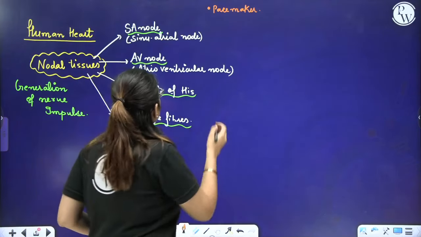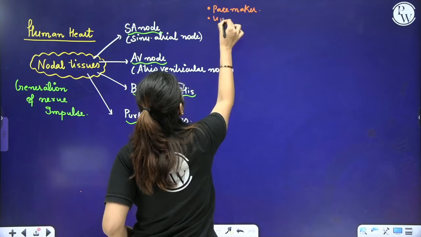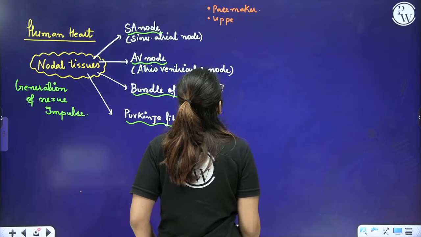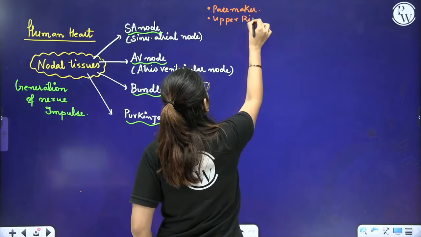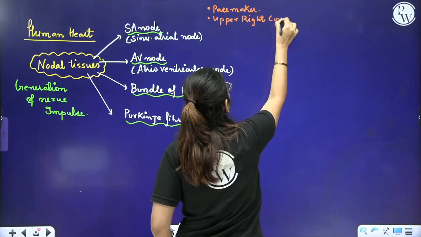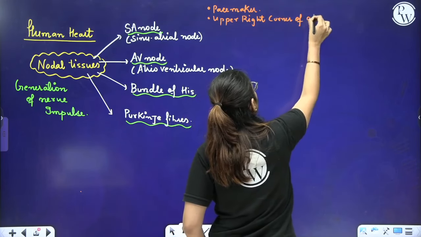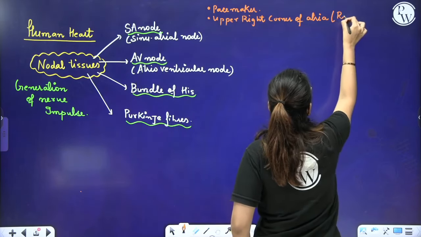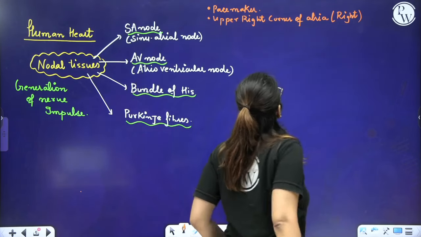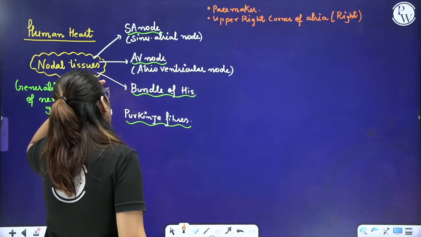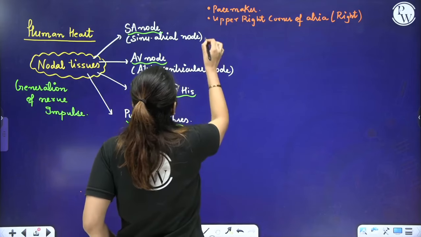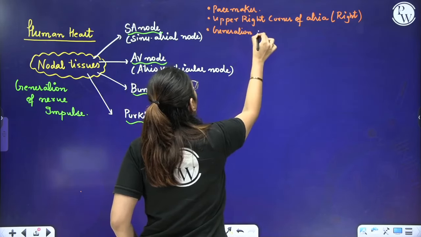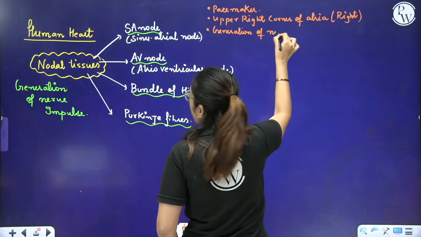So where is this SA node? This is present on the upper right corner of atria. Which atria? The right atria. Do not write that it's a left atria, this is a right atria. Clear? Now pacemaker, the upper right corner of atria. SA node is responsible for generation of nerve impulse.